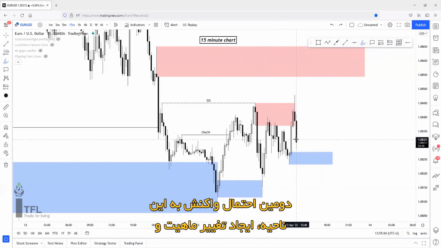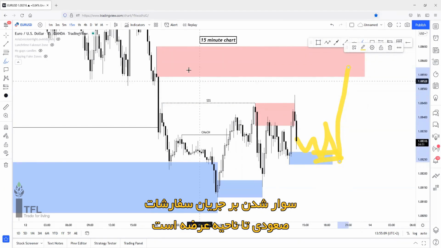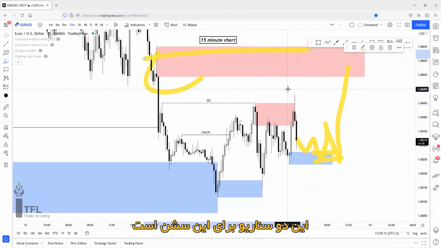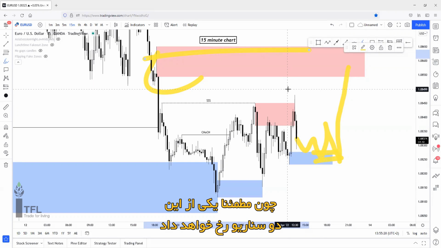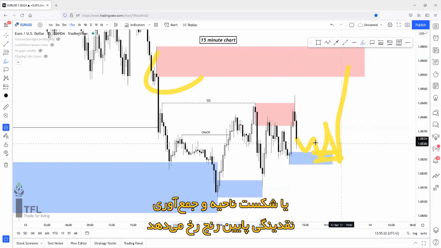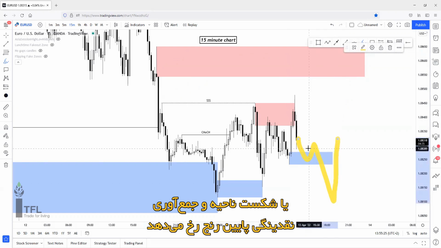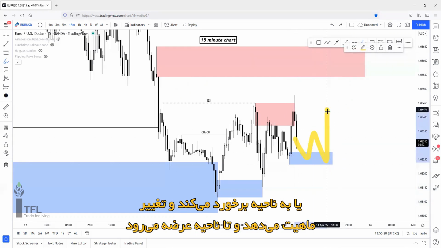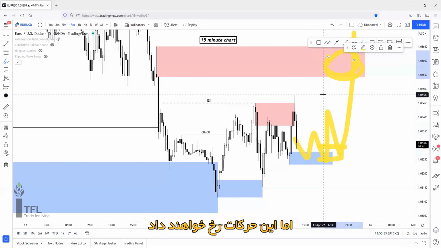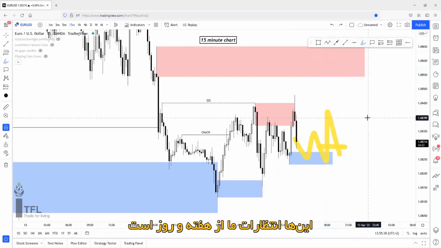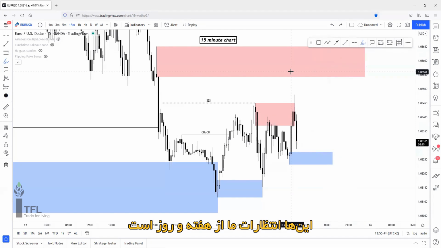Second possibility is the reaction on this zone, change of character, and expectation of order flow rising after this supply zone here. These are the two possible scenarios for this session. And these are really high probability setups, because one of these scenarios will happen for sure. Either the break of this zone and the downside range sweep will happen, or the tap of this zone, change of character, and tap of this upside zone will happen. And this is for sure. These movements will happen. If not today, it will happen tomorrow. So these are the expectations for the upcoming day and week.